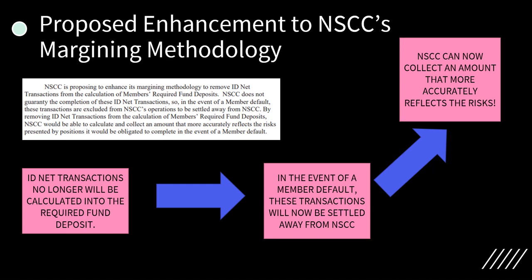So this is great. So basically, they're proposing to enhance its margining methodology to remove the ID net transactions from that required fund deposit. NSCC does not guarantee the completion of these ID net transactions, so in the event of a member default, they're excluded from the operations to be settled away from NSCC. By removing ID net transactions from the calculation of members' required fund deposit, NSCC would be able to calculate and collect an amount that more accurately reflects the risks presented by positions it would be obligated to complete in the event of a member default. Now, I wonder what they mean by complete.